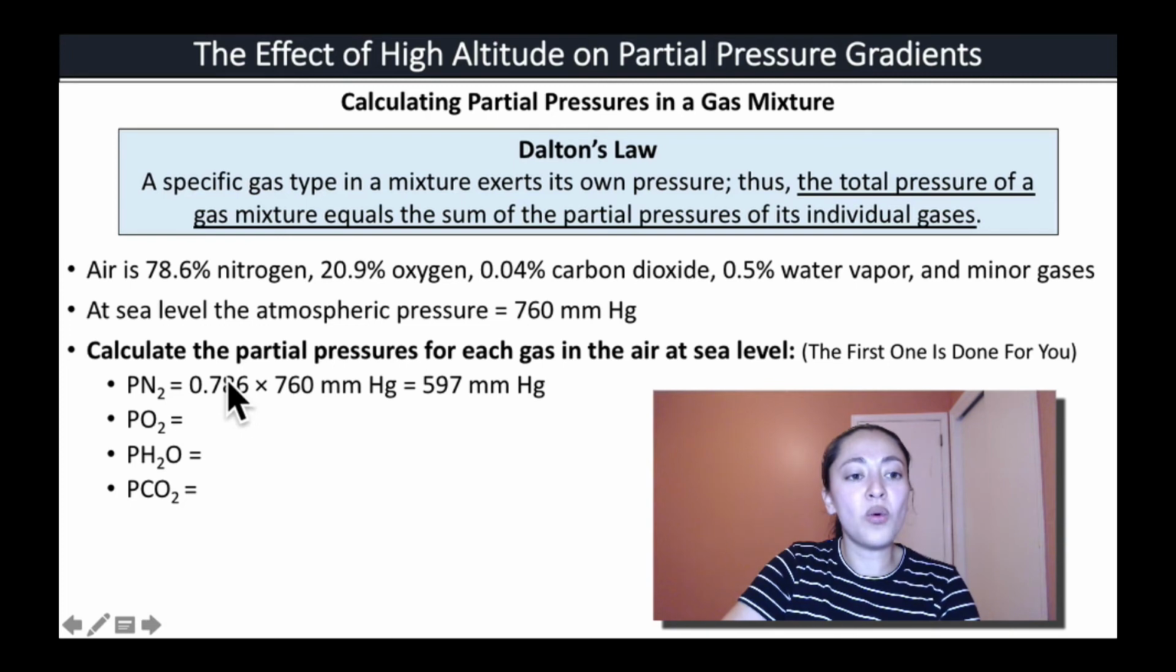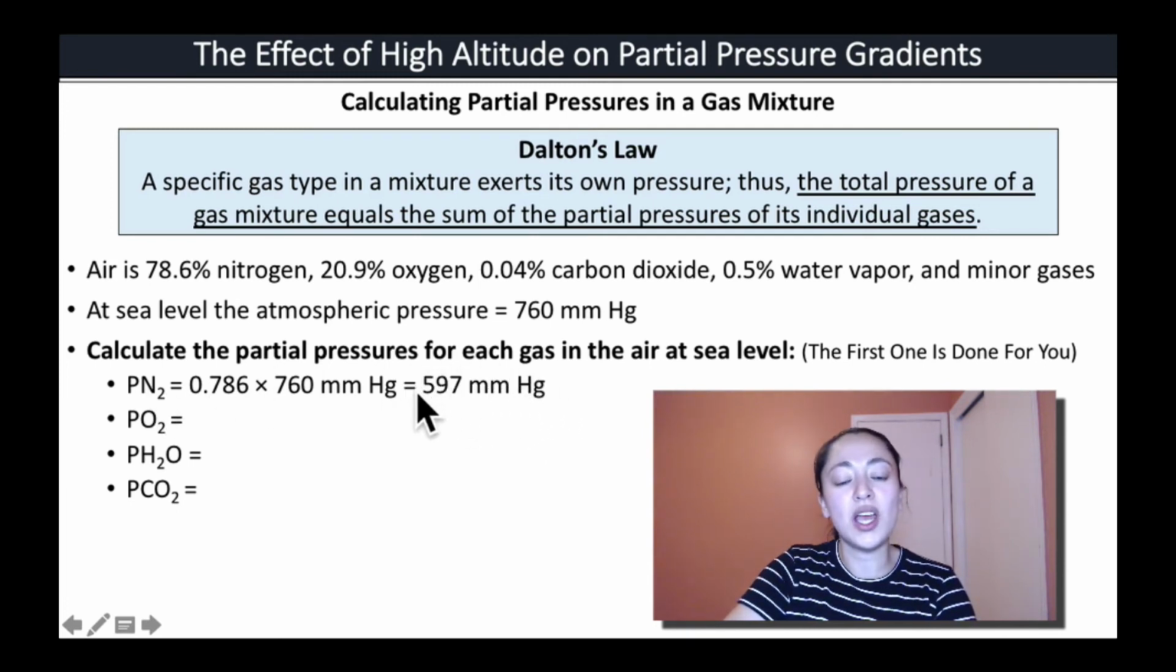Okay, so what's 78.6% of 760? I just moved the decimal place over twice. So I do 0.786 times 760, and I get 597 millimeters of mercury. So that's the partial pressure of nitrogen. That's how much pressure nitrogen is contributing to this 760 millimeters of mercury.